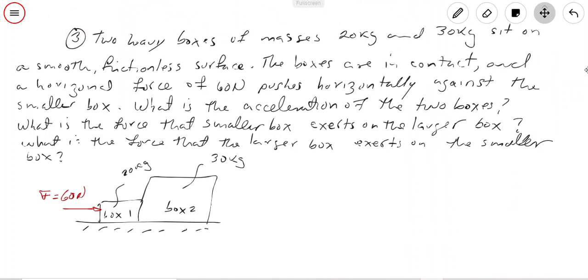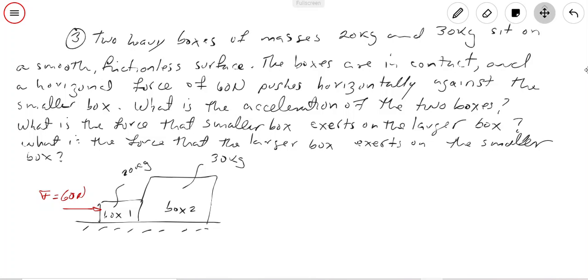In our next problem, they say that two heavy boxes of masses 20 kilograms and 30 kilograms sit on a smooth frictionless surface. The boxes are in contact, and a horizontal force of 60 newtons pushes horizontally against the smaller box. So what is the acceleration of the two boxes? What is the force that the smaller box exerts on the larger box? What is the force that the larger box exerts on the smaller box? So this is the problem.